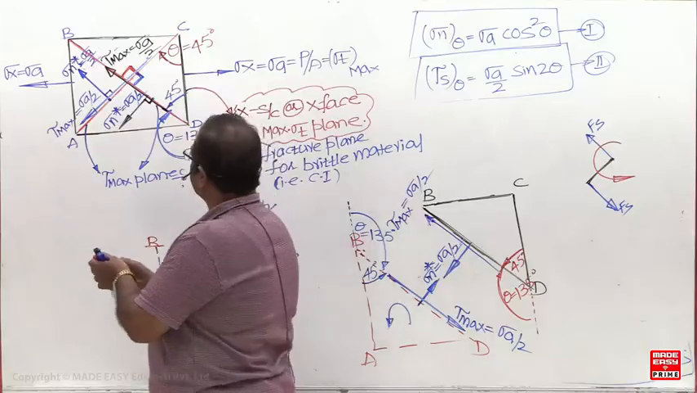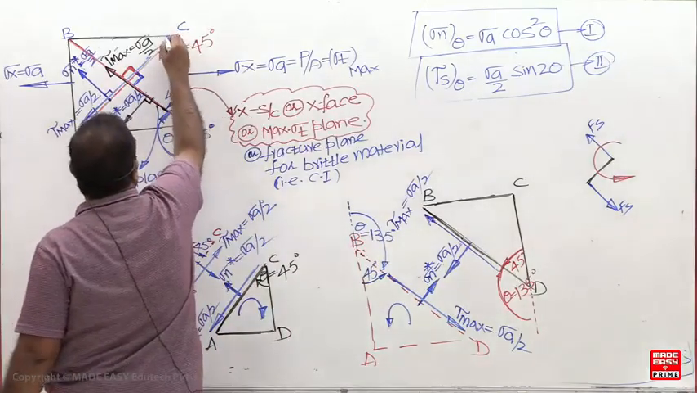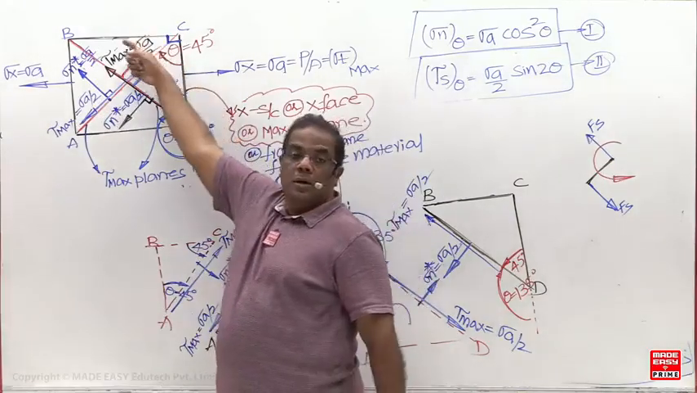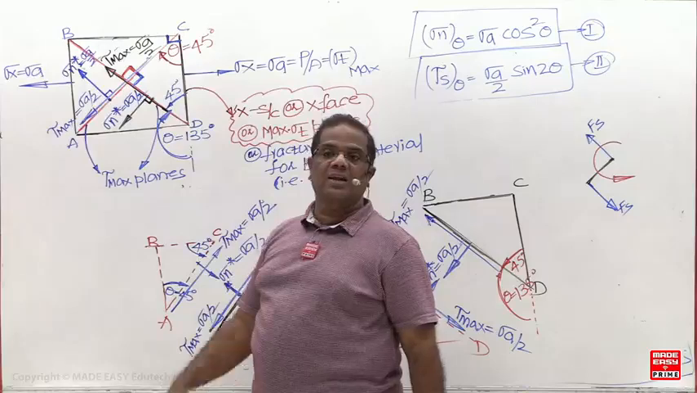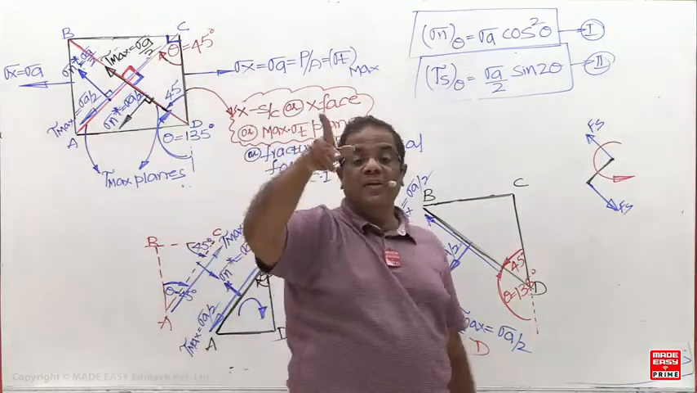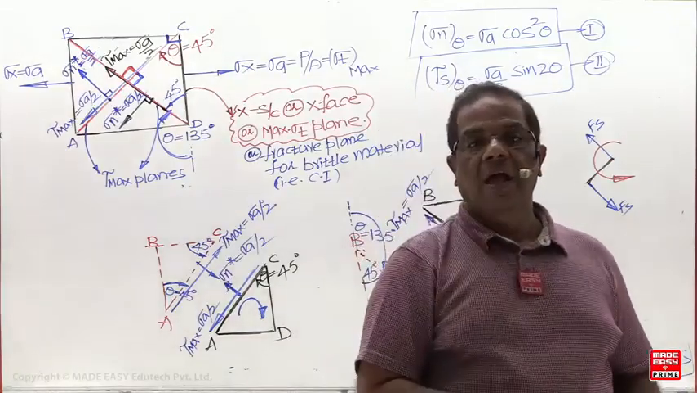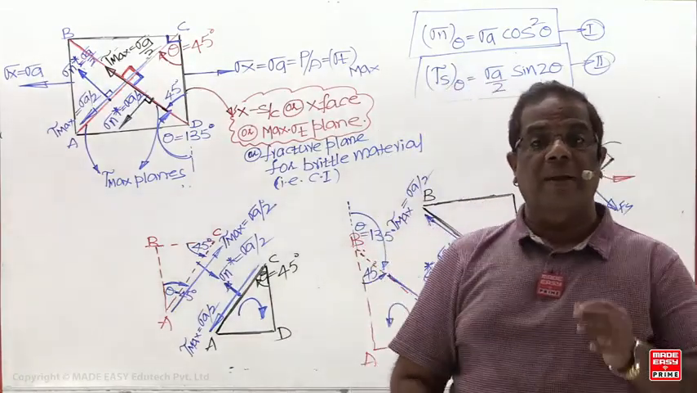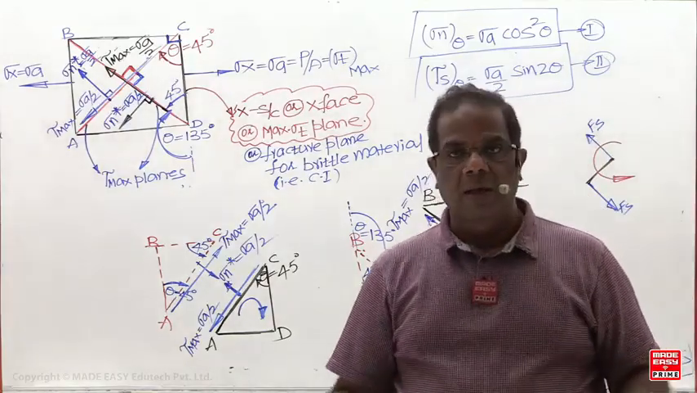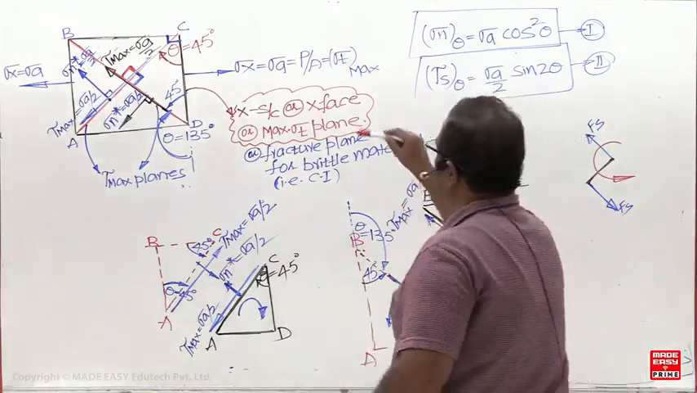But what about these two now? These two are also at 90 degrees. On these two planes, is the normal stress equal or unequal? Here the normal stress is sigma A, but here the normal stress is 0. So always on two mutually perpendicular planes, shear stresses are equal, unlike. But normal stresses may be equal, may be unequal, may be like, may be unlike. You can check it now.